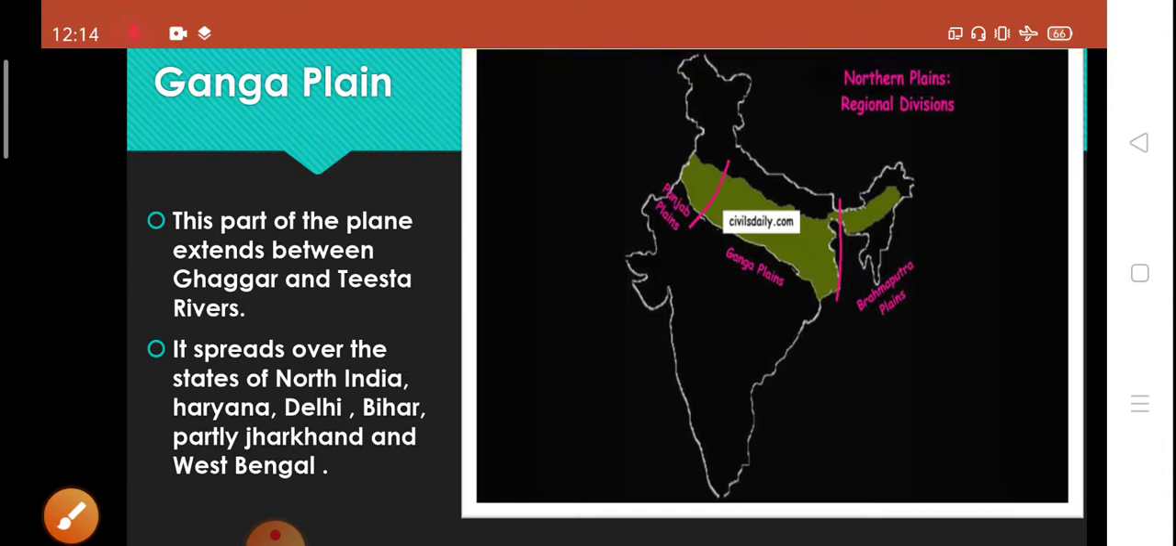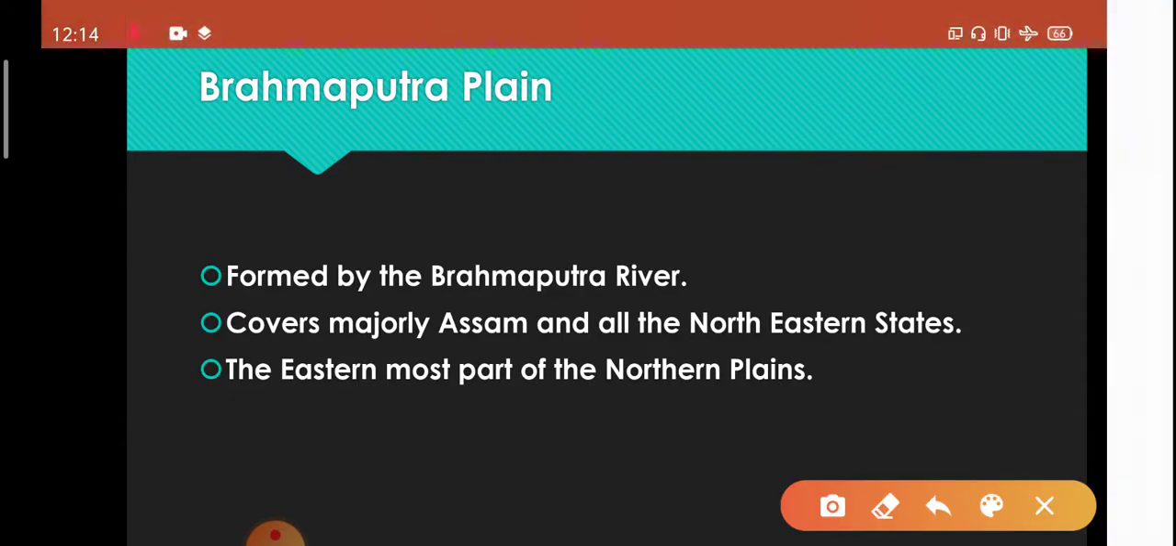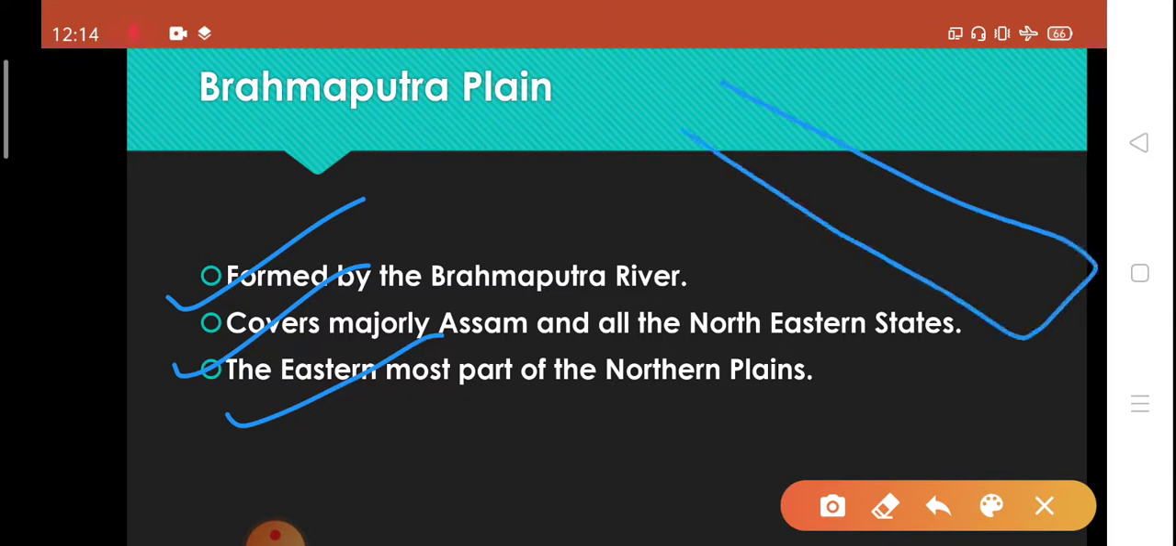Now we talk about the last type of plain, which is the Brahmaputra plain. It is formed by the Brahmaputra river, very easy, covers mainly all the northeastern states, and this is the easternmost part of the northern plains. The westernmost was the Punjab plain, then the Ganga plain, and here we have the Brahmaputra. B for Brahmaputra, G for Ganga, and P for Punjab plain. So the Brahmaputra plain is the easternmost plain of the northern plains.